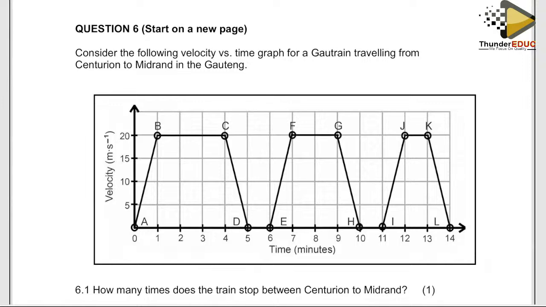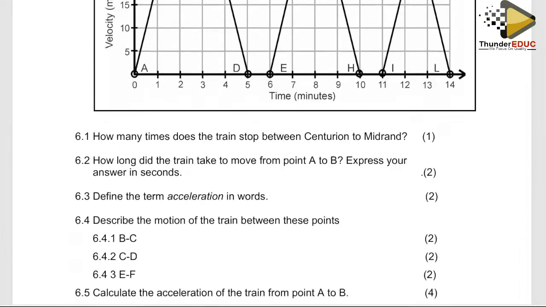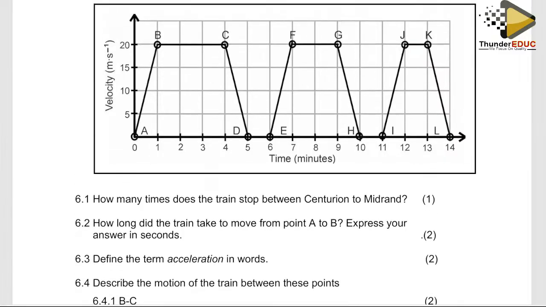Then I'm going to proceed to question number 6, which says: consider the following velocity versus time graph for a Gautrain traveling from Centurion to Midrand in Gauteng, right? So we are having a velocity-time graph like that, and your time there is given in minutes. Take note whenever we are calculating, your time should always be in seconds. Then 6.1 says: how many times does the train stop between Centurion and Midrand?